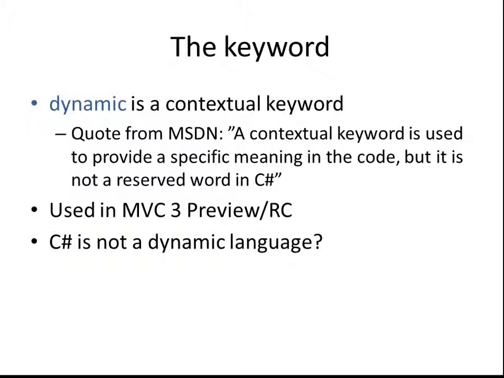So C Sharp isn't a dynamic language, and even though there's a dynamic keyword, you have to know that this is actually a static type. So the dynamic keyword is actually a static type. So in the end, this is just an object that you use as any other object, right?